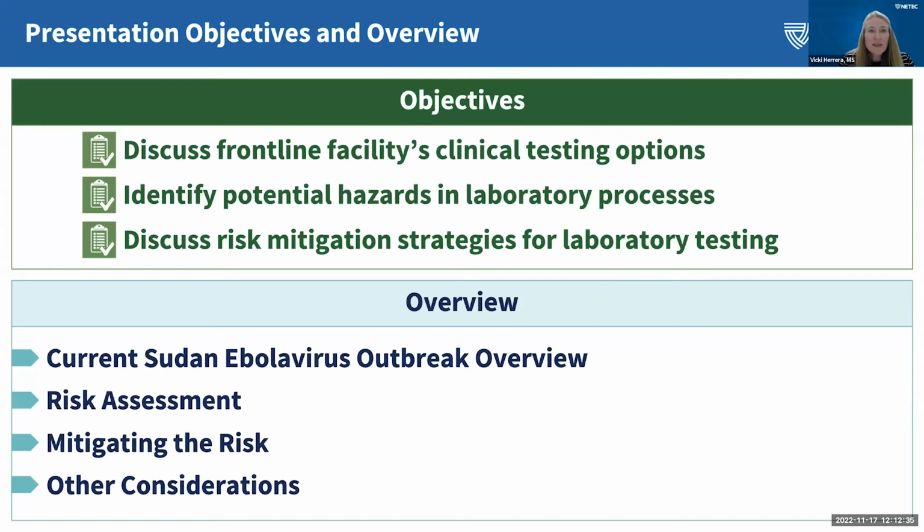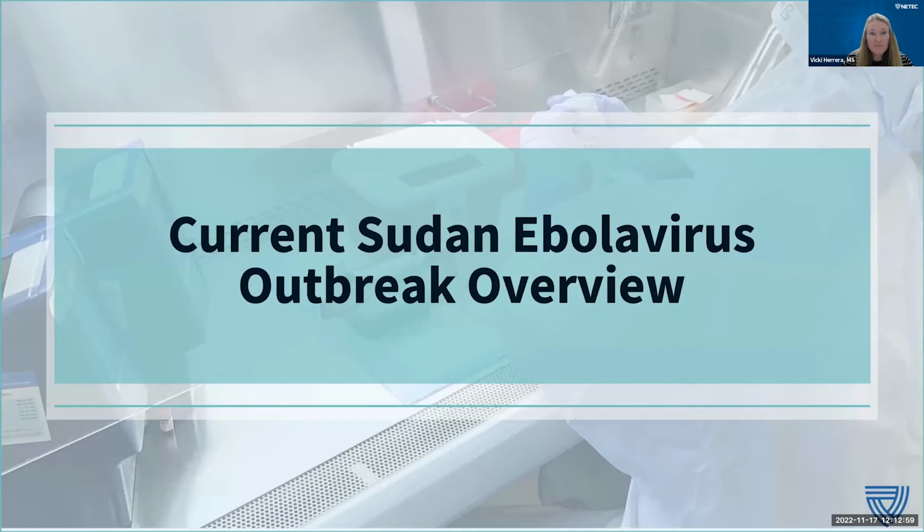So today we're going to discuss frontline facilities, clinical testing options, identify potential hazards in laboratory processes, and discuss some risk mitigation strategies for laboratory testing. We're first going to talk about what's going on with the outbreak. We're going to go over some risk assessment, mitigating the risks, and a few other considerations. Okay, the current Sudan Ebola virus outbreak.